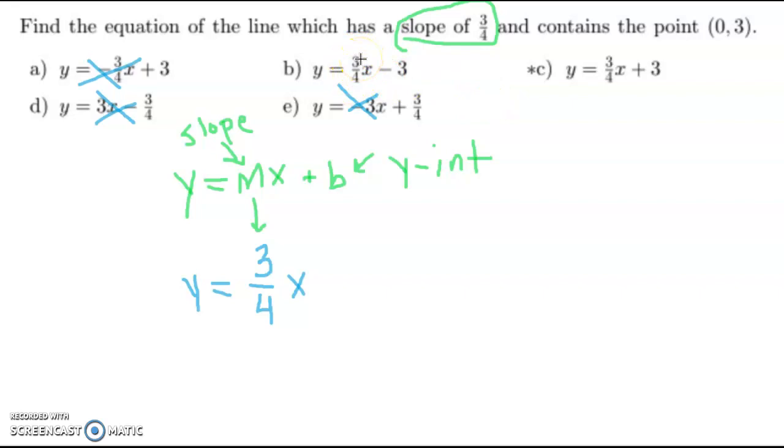That's what I meant before. I know the slope is not 3/4 x, but the 3/4 is the slope in front of the x value. Sorry about that. But now I need to know what the y-intercept is.